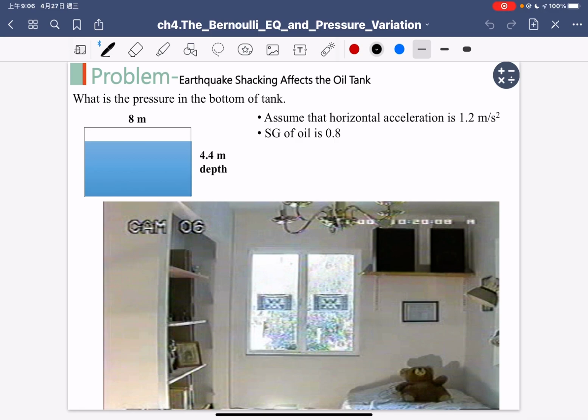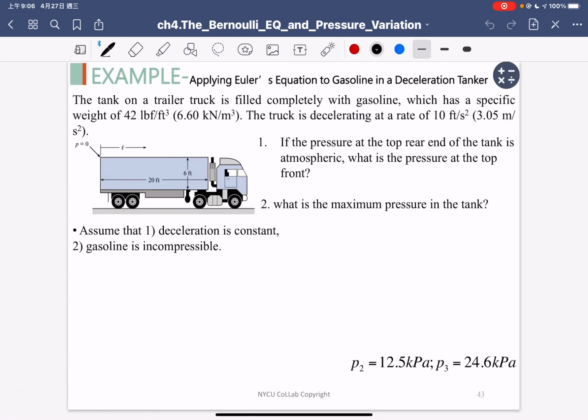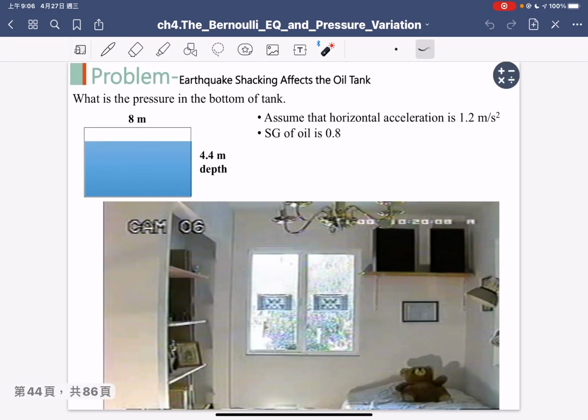Okay, so this problem is our final exercise related to the Euler's equations. As I showed in the previous exercise, if we apply the Euler equation, we can understand how large the pressure is at any point. Another famous question, like the exercise shown here, usually involves a tank.